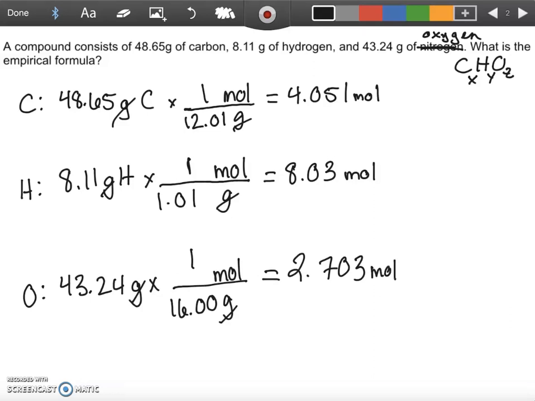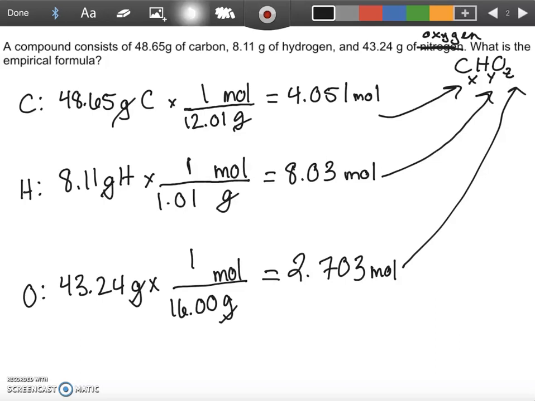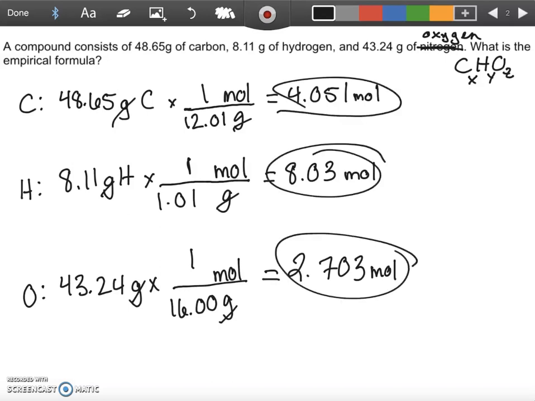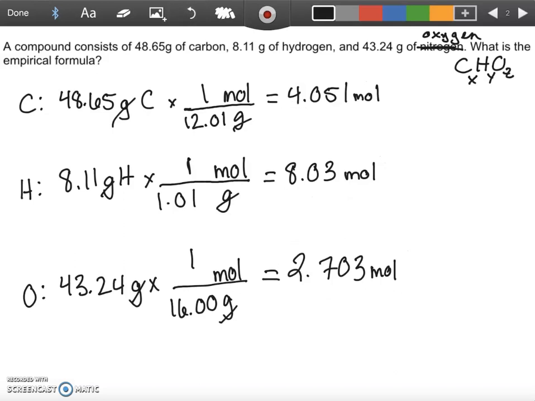Alrighty, now I know what you're thinking. Take these numbers, put them with the subscripts, and then we have our empirical formula. Well, if you're thinking that, that is not correct. This is not the simplest whole number ratio. Not only are these numbers not whole numbers, they're decimals, but they're also not the simplest ratio. And the ratio is a comparison of all these mole amounts here.